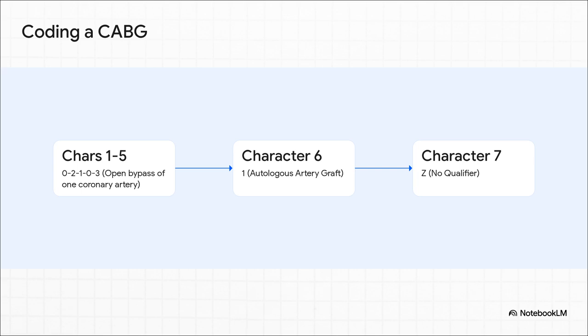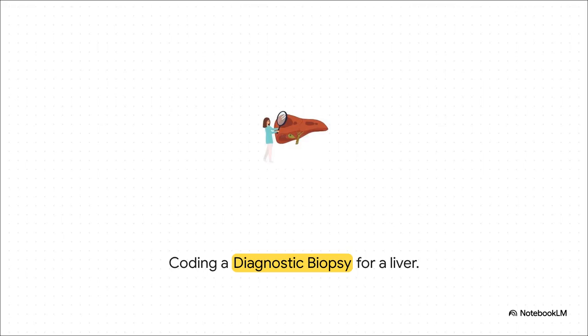Now for step 2, character 6. The surgeon used a graft from the patient's own body, right? So our device character is 1 for autologous artery graft. Finally, step 3, character 7. Are there any other wildcard details needed here? Nope. So we use our trusty placeholder Z for no qualifier. Our final perfect code is 0210331Z.